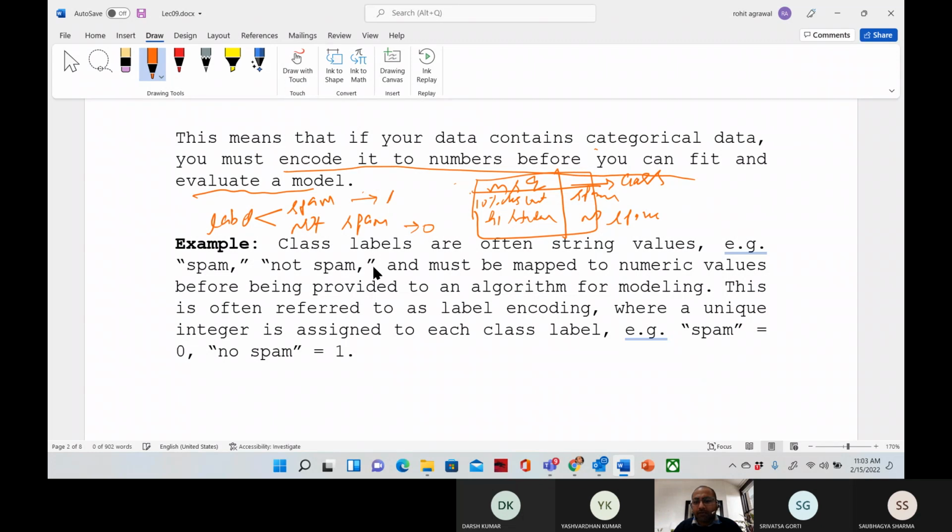So class labels are often strings. In this example, the class labels are strings like spam or not spam. And we must map them to numeric values before they are provided to an algorithm. One example I have given you: we can set spam as 0 or spam as 1, not spam as 0. It depends on how you want to do it. So this is just an example of label encoding. Is this clear?